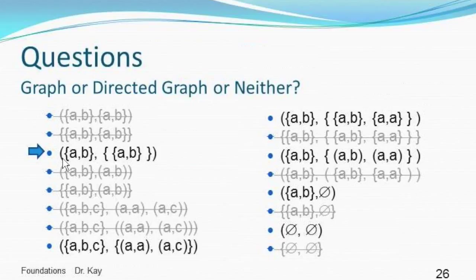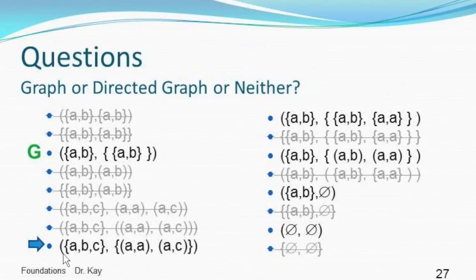Let's look at this one. Here we have a tuple. It has two things in it. Good. First one looks like it could be vertices. This second one, now this is looking more promising. This has a set of sets, so it might be a graph, right? And AB, well, that's edges. That could be an edge from A to B. So this is going to be a graph. That looks good.